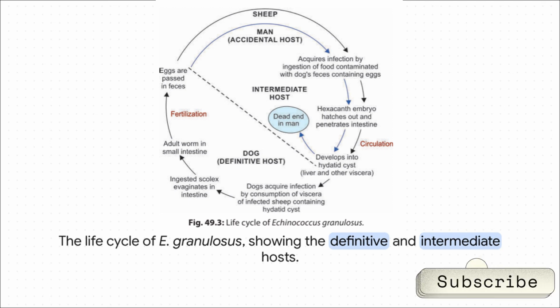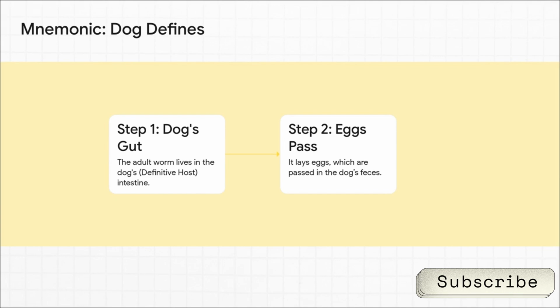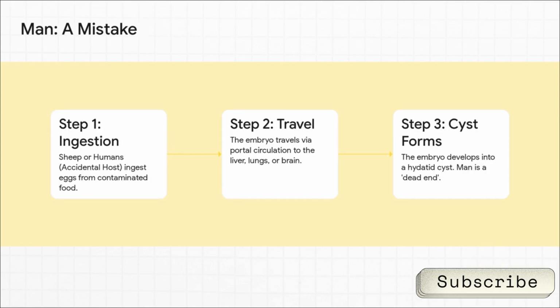Good. Now let's make this super easy to remember with a couple of mnemonics. So the whole thing kicks off with the dog. And here's your first mnemonic, it's a lifesaver. Dog defines. Just burn that into your brain. Why? Because the dog is the definitive host, where the adult worm lives. So the dog literally defines the life cycle. Simple as that.